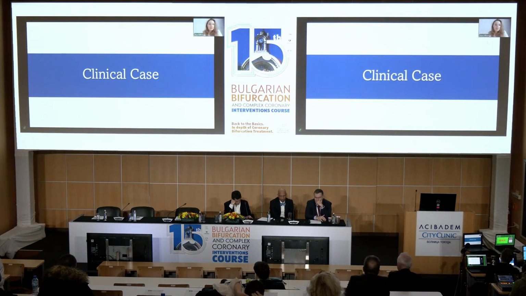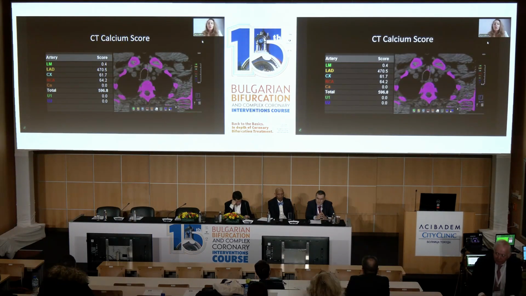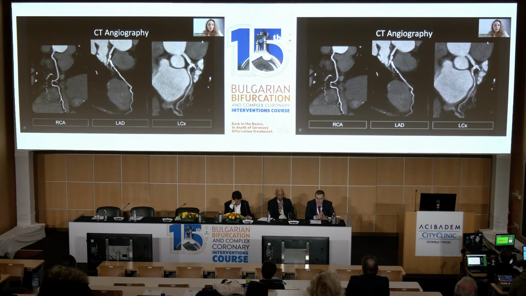So let's see some cases from our clinical practice. First of all, I would like to show you a 60 years old male with chronic coronary syndromes, arterial hypertension, known atrial fibrillation, and dyslipidemia. From calcium score, we see rather high calcific burden, mainly calcium lesions in LAD. When we look at the MPRs, nothing specific in the right coronary artery and the left circumflex artery. However, in the LAD, we see a lesion that is starting actually from the left main into ostioproximal and proximal LAD.